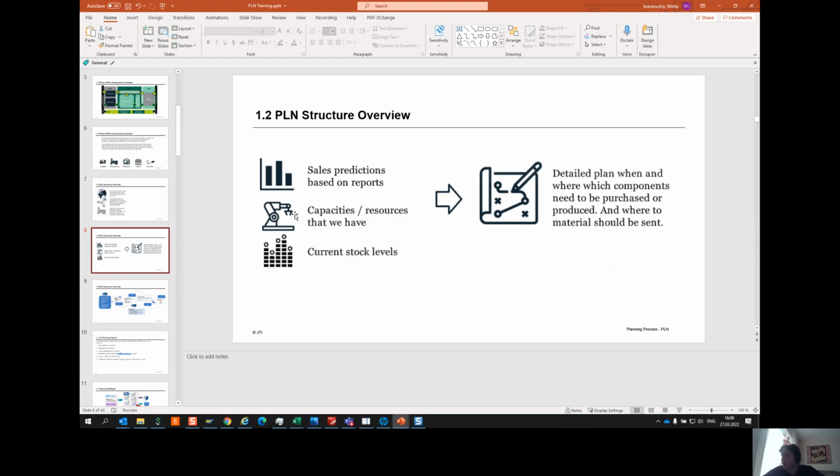So sales predictions, capacities, and our current stock levels are considered prerequisites to have a detailed plan of when and where and which components need to be purchased or produced, and where the materials should be sent. Just to comment on that last sentence, we have some markets where we sell our production, but we don't have any plants. So how do we sell our finished goods there? Of course, we produce them somewhere else.